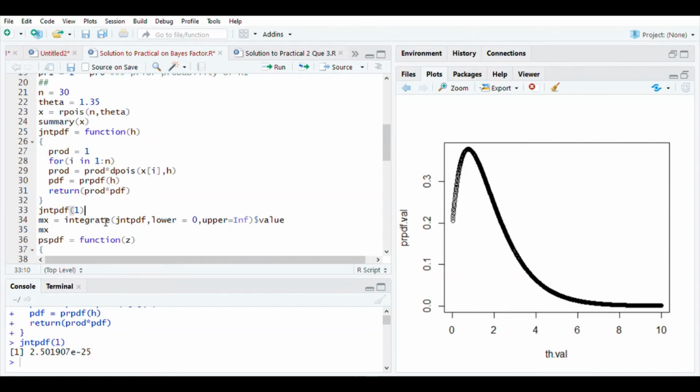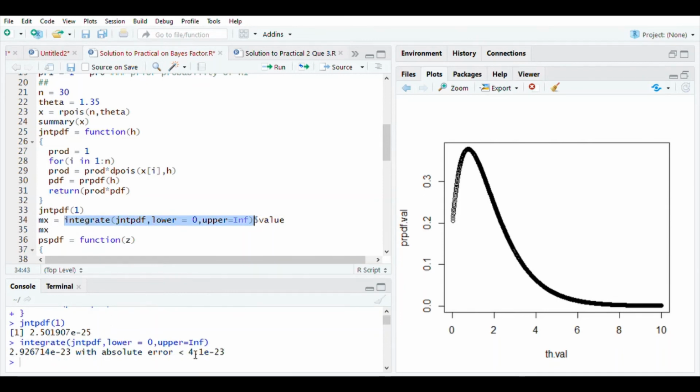So it is working. Now the marginal distribution of x will be simply the integration of this joint PDF with respect to theta. Since I have written the joint PDF as a function of theta only, I can integrate it over the range of theta, which is 0 to infinity. So let us see what we get when we integrate it like this. See, the error is almost 0, and this is the value. So let us run this.